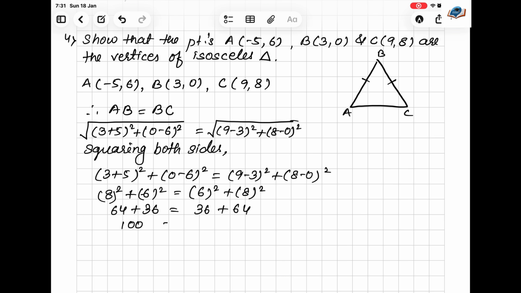So I proved that AB equal to BC. So therefore triangle ABC is isosceles.